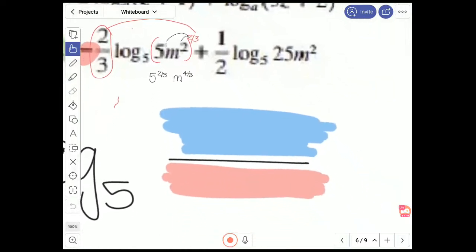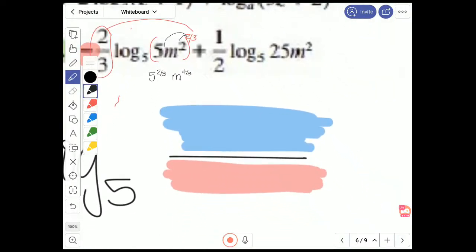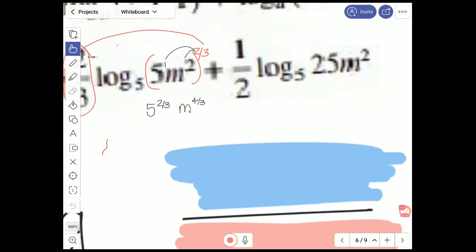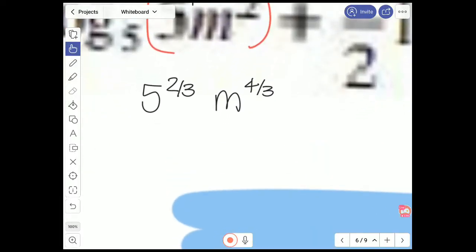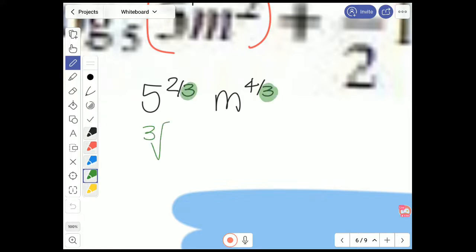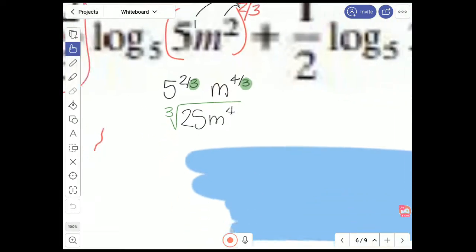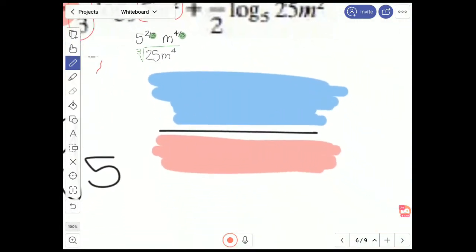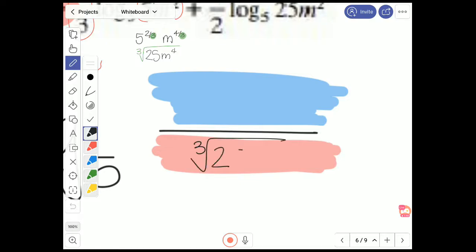And remember too, let me zoom back in a little bit and let's manipulate this even more. When I have a denominator, TBO, top in, bottom out, this bottom number is going to be my root. So this is the cube root of 5 squared, which is 25, m to the 4th. So that is what is going to go in the denominator of our problem, the cube root of 25 m to the 4th.